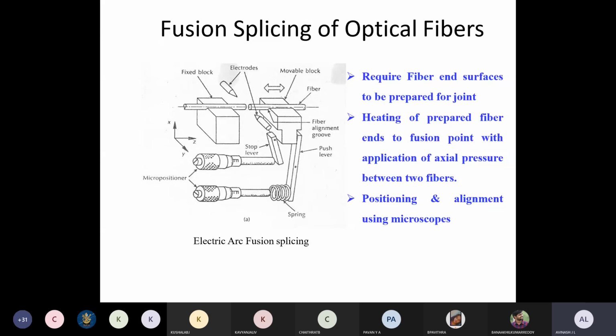Among its features, it requires fiber end surfaces to be prepared for the joint. The prepared fiber ends are heated to the fusion point with application of axial pressure between the two fibers. Positioning and alignment using microscopes are incorporated. Positioning and alignment are very important, because if any mistake happens there, we are going to lose the signal.